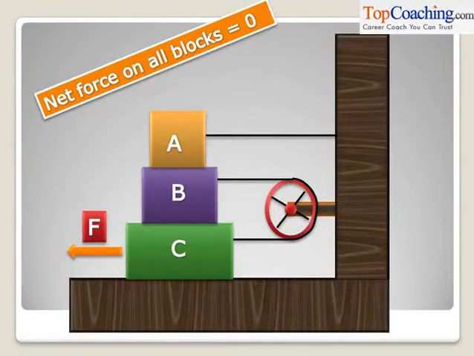We had studied that in case of fixed pulleys, isn't it? So B and C both have net force equal to 0 on them. A has net force equal to 0 on it because it is attached by means of a rigid rod to the wall. So the net force acting on all these three blocks is 0.